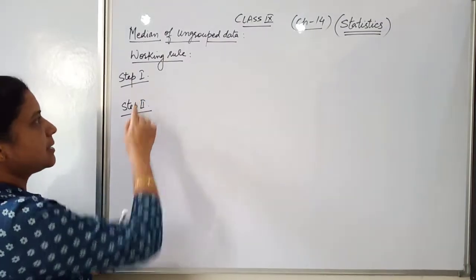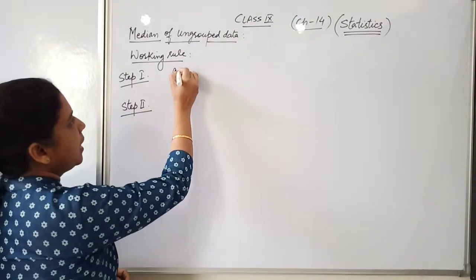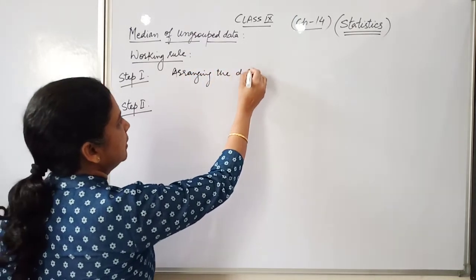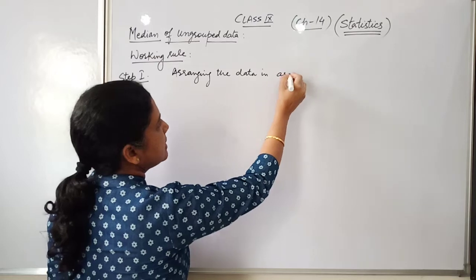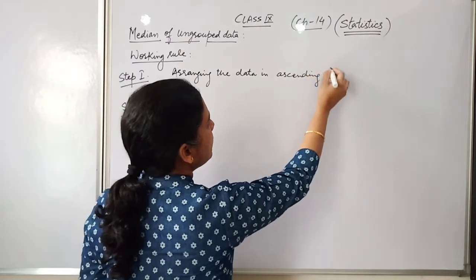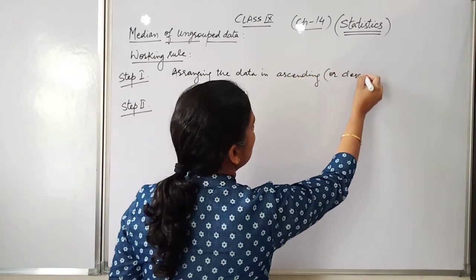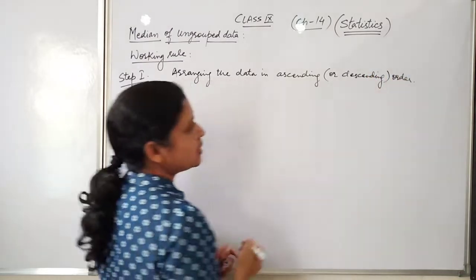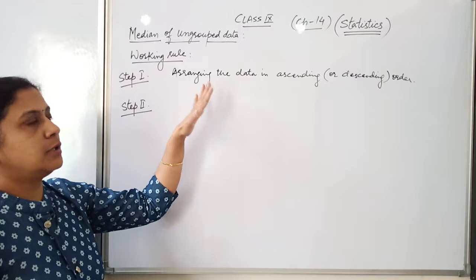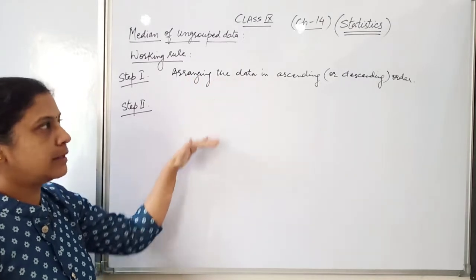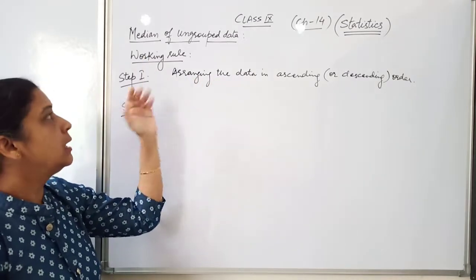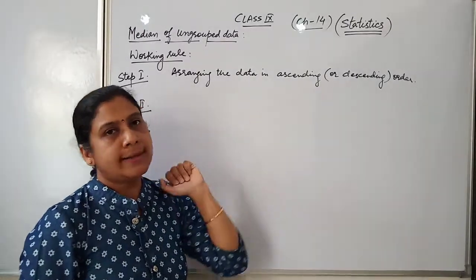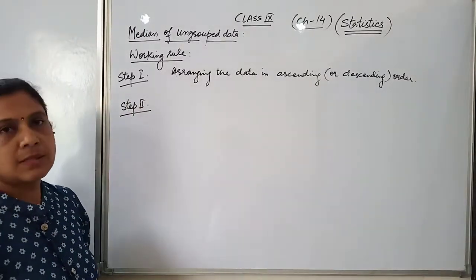So the very first step you will be doing is arranging the data in ascending order or descending order. It is up to you which order you prefer. So any order, but it must be done. This is a very basic step for the starting of the process of finding the median: arrange the given data in ascending or descending order. Then comes step 2.